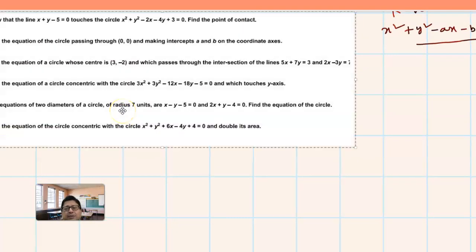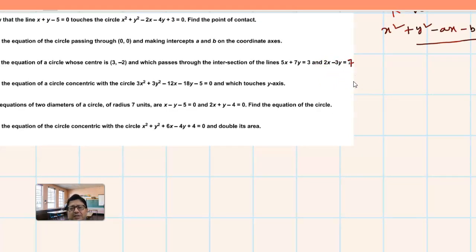Let us think about the next one. Find the equation of the circle with this center and which passes through the intersection of these 2 lines. This is a very easy sum. You all can try, because the center of the circle is 3, minus 2 given. It passes through the intersection of these 2 lines. It means by solving, the point A can be determined.